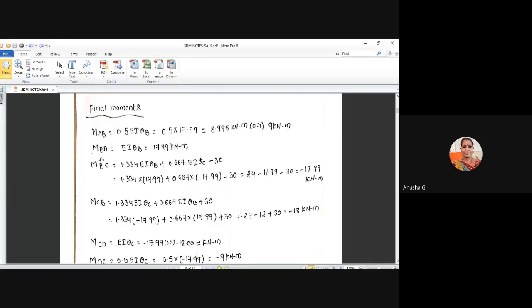Similarly, for MBA, you have to substitute the values. We will get the same, 18 kilonewton meter. Next, MBC, and similarly MCB. All of you have to note down and see the answers. Once you get the 6 answers, that is MAB, MBA, MBC, MCB, MCD, and MDC, then you have to draw the bending moment diagram for a given single bay, single story frame.